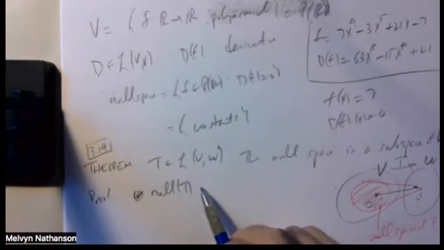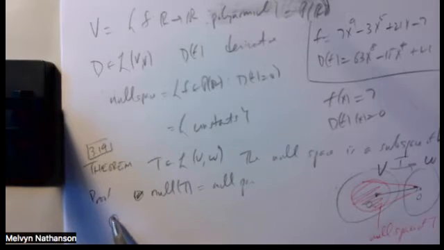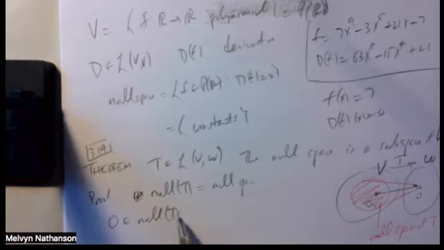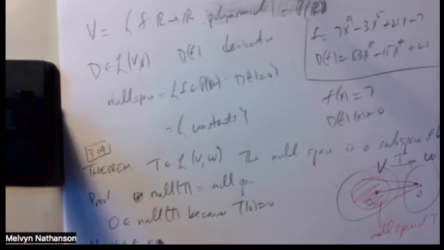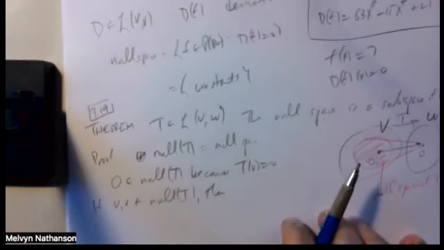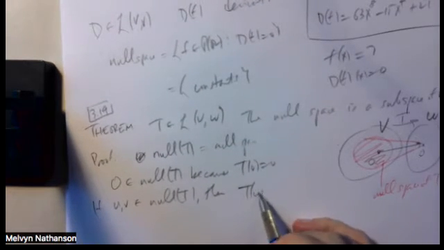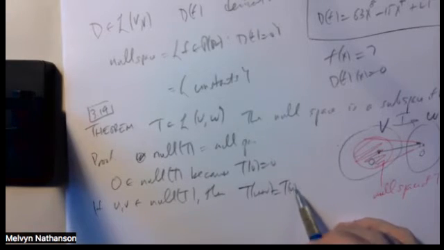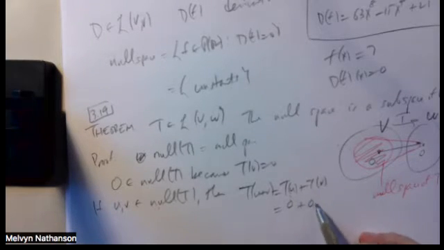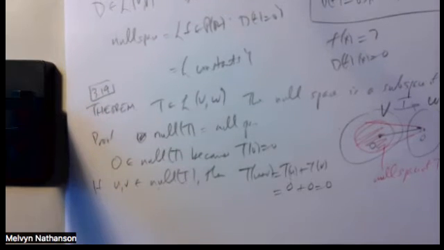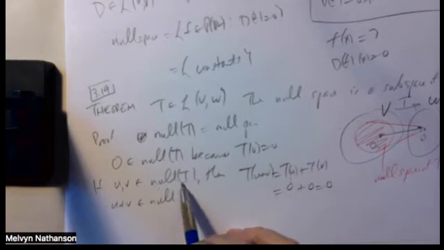we let null of T be the null space. So the 0 vector is in the null space because we proved T of 0 is 0. And if U and V are in the null space, then T of U plus V, this is linear, so this is T of U plus T of V. But if U and V are in the null space, T of U is 0, T of V is 0. 0 plus 0 is 0. That's good. So if U and V are in the null space, U plus V is in the null space.